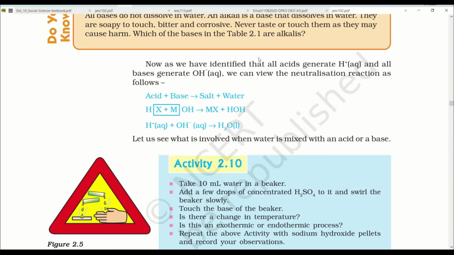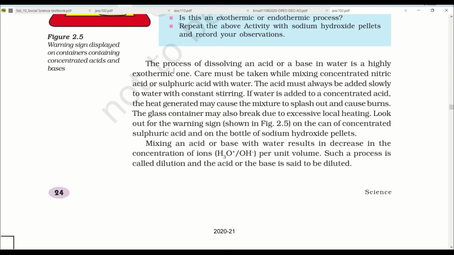Now as we have identified that all acids generate hydrogen ion and all bases generate hydroxide ion, we can view the neutralization reaction as follows. Acid plus base gives salt and water. Here in acid hydrogen ion is released, in base hydroxide ion is released, which on reacting becomes water. The process of dissolving an acid or base in water is highly exothermic. Care must be taken while mixing concentrated nitric acid or sulfuric acid with water.